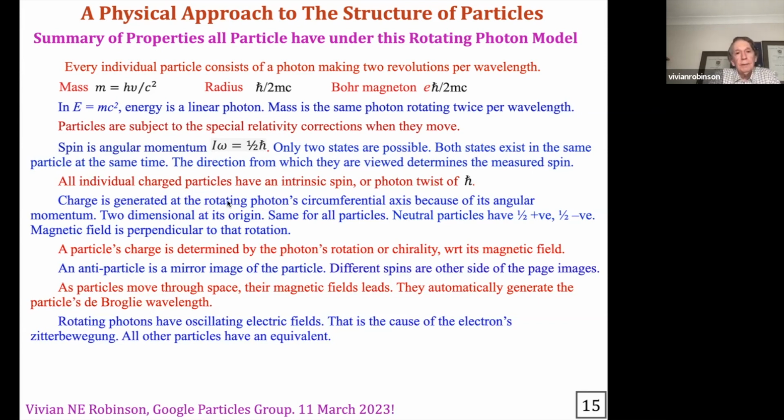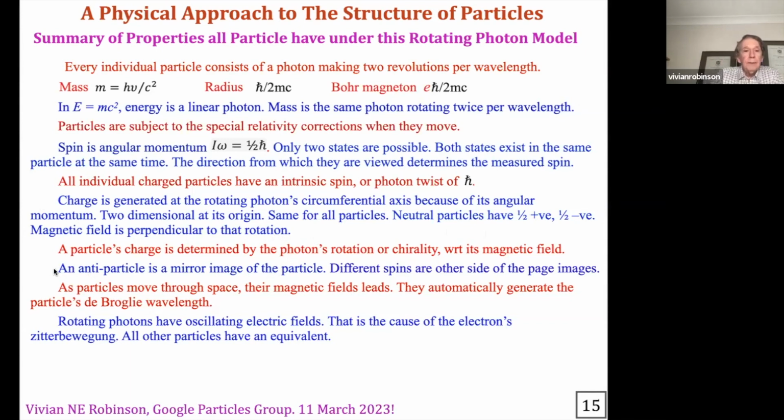The photon of all individual charged particles has an intrinsic spin, or photon spin, of h bar. Charge is generated at the rotating photon's circumferential axis basically because of its angular momentum. It is 2-dimensional in origin. The angular momentum is the same, and therefore charge will be the same for all particles. Neutral particles have a plus half and minus half charge. The magnetic field is perpendicular to that plane. A particle's charge is determined by the photon's rotation, or chirality, with respect to its magnetic field.